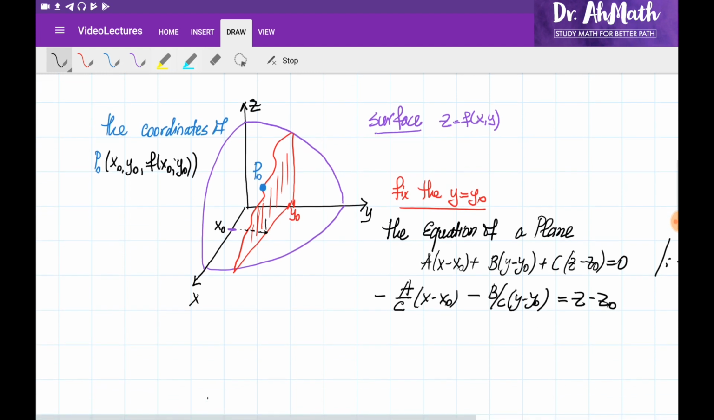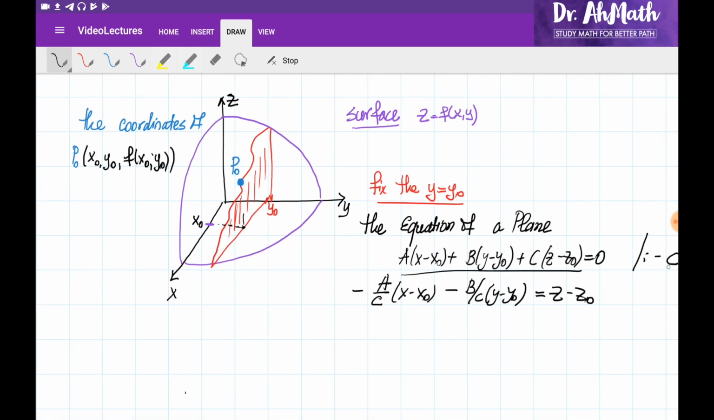So in general, we can write down the equation of the plane in this form: a multiplied by x minus x0, b multiplied by y minus y0, plus c multiplied by z minus z0. If I divide all the terms of this equation by minus c, I could get this equation, right? So I can denote this term as a and this term as b to write down the equation of the surface in the form z minus z0 is equal to a multiplied by x minus x0 plus b multiplied by y minus y0.